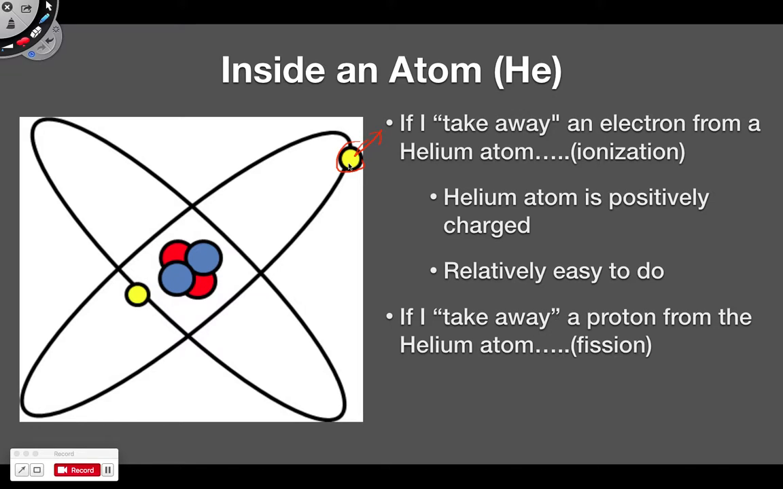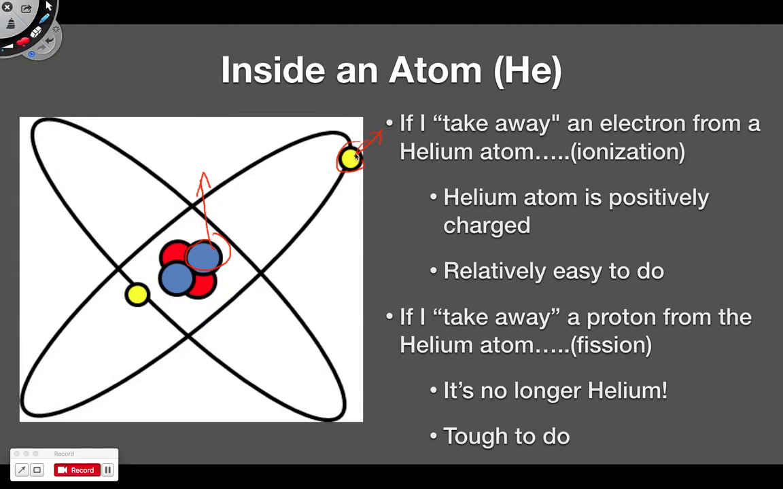Okay, we got that? Now, if I take away a proton, take this thing away, we have a name for it, it's not ionization. By the way, if I took away a neutron, that would be an isotope. If I took away a proton, this is called fission, nuclear fission, which is atomic bomb type stuff, nuclear reactor type stuff, which is extremely hard to do. And guess what? When you're left over, you don't have helium anymore. You have something else. You now have two hydrogen atoms. This is now a hydrogen, and whatever took off right there was a hydrogen atom. So it's no longer the same material.